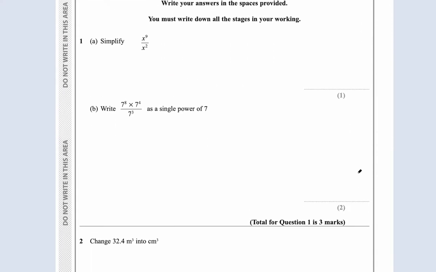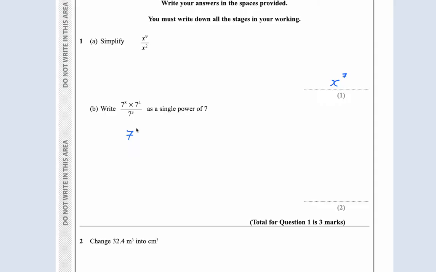Question 1. Simplify. This, hopefully guys, is easy. It is x to the power of 7, because we do 9 minus 2 is 7. This is 2 marks, so let's try and do maybe 2 steps.